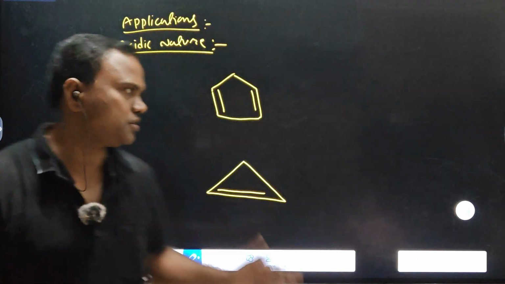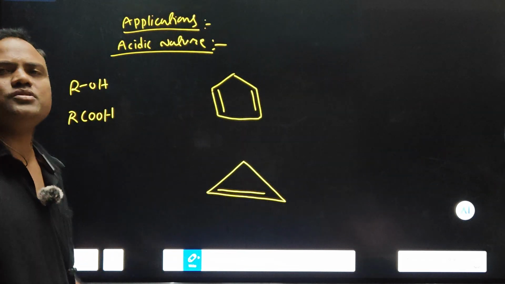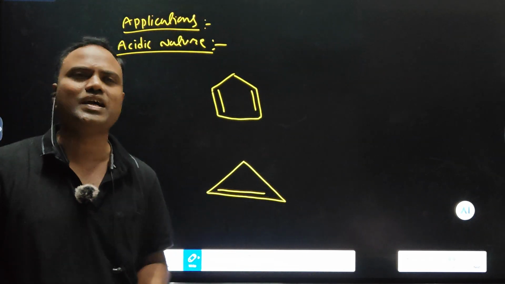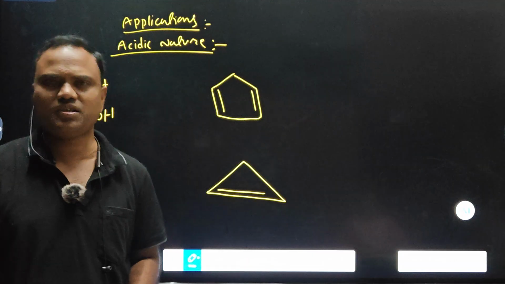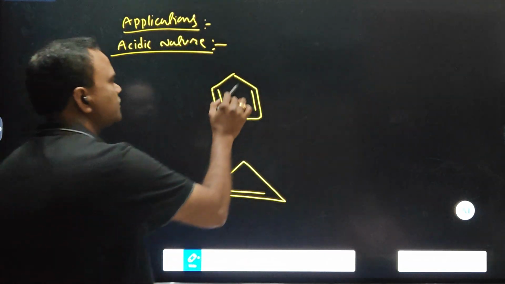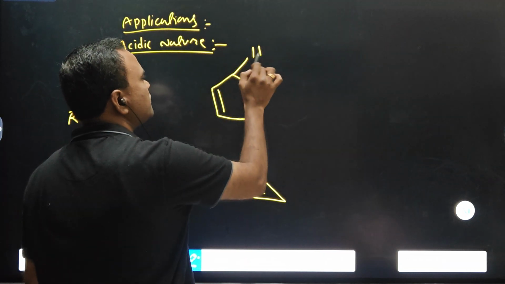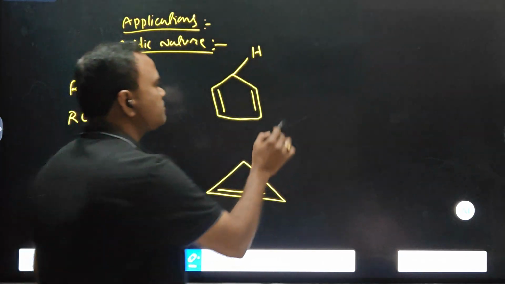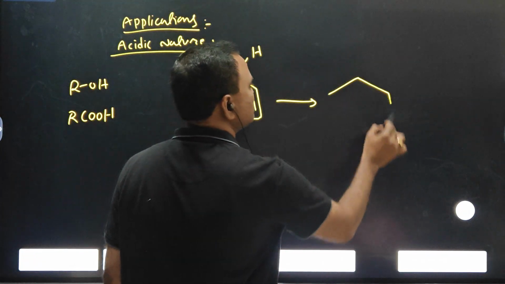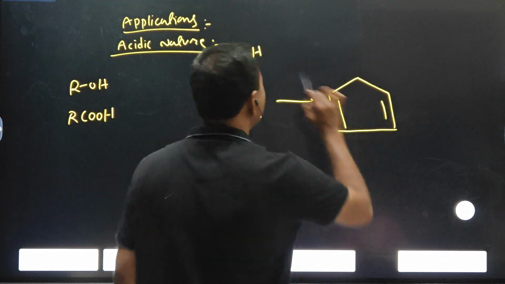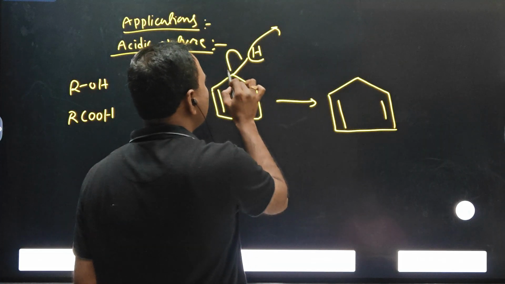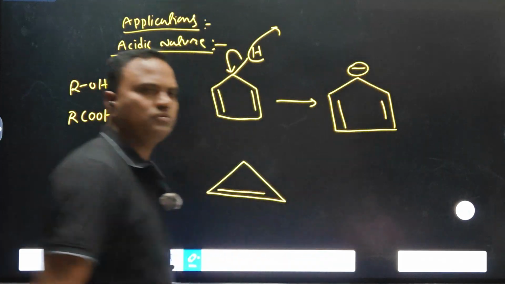But how to predict acidic nature? According to Arrhenius theory, what is an acid? The substance which gives H plus ion is called an acid. Now do one thing. Here 2 hydrogens we have, right? Remove H plus. You are removing only hydrogen. This will accumulate as a negative charge. Right?